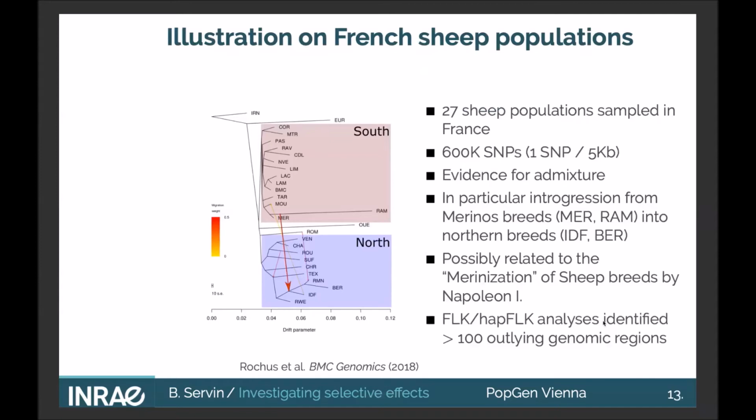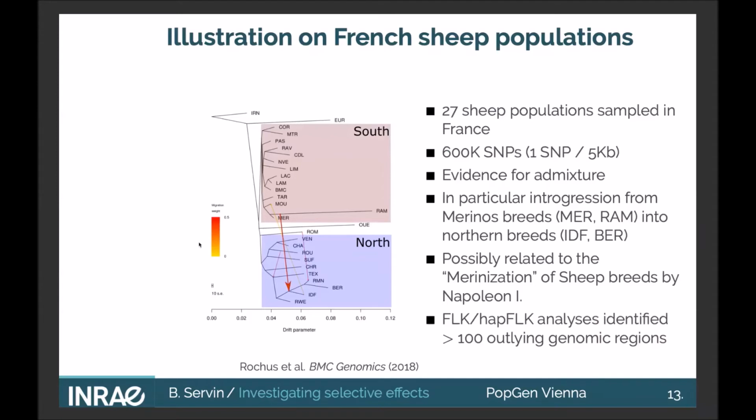So this set of methods, then we applied it to different data sets. And I wanted to show you one of the studies that we've done in sheep, because this is a study where we had quite a few populations, and we also used rather dense genotyping. So we could actually investigate in more detail what was happening behind the selection signatures we can find. So let me talk to you a little bit about this data set. It's 27 sheep populations that were sampled in France. Not all of them originate from France, but all the individuals were sampled in France.